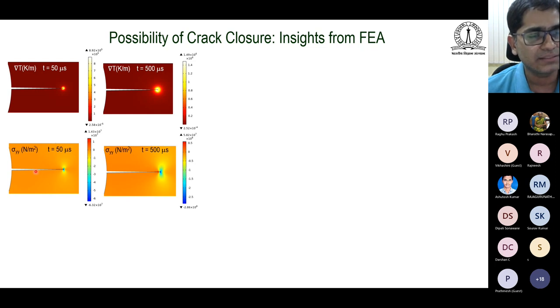Again, the crack face is actually under tensile stress. At the tip, we also have very high tensile stress, but there is a compressive stress that builds up very near the crack tip. And that zone of compressive stress actually increases as we wait longer. So, as I said earlier, we have an interplay between the compressive stresses and tensile stresses.